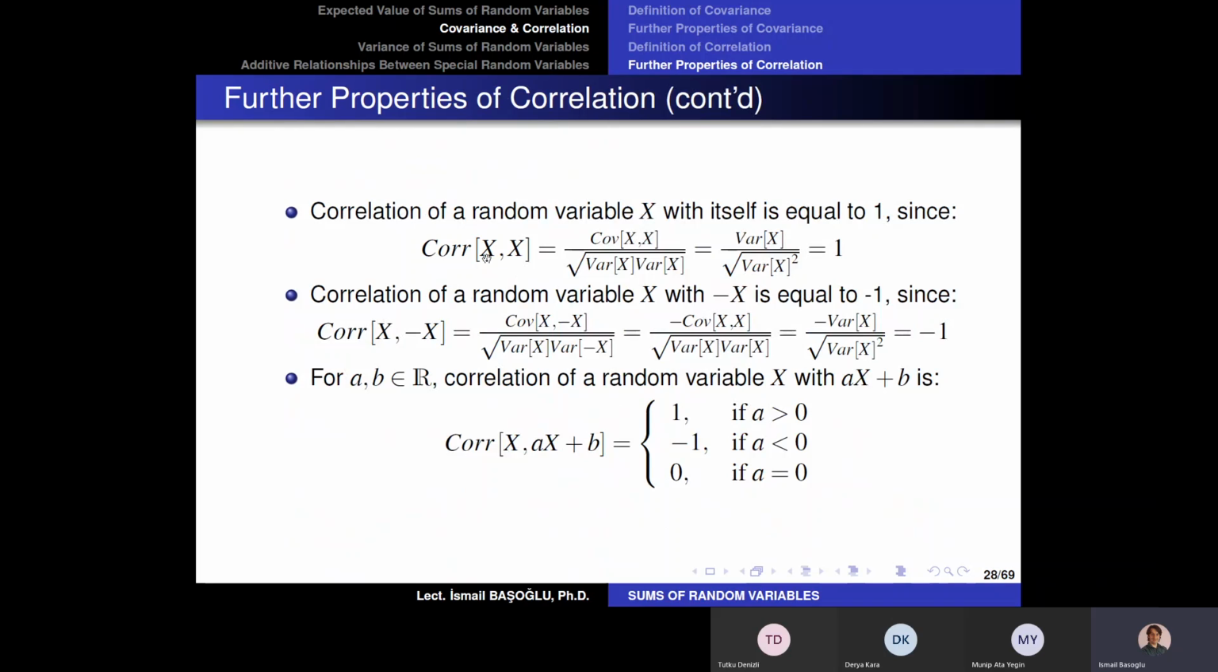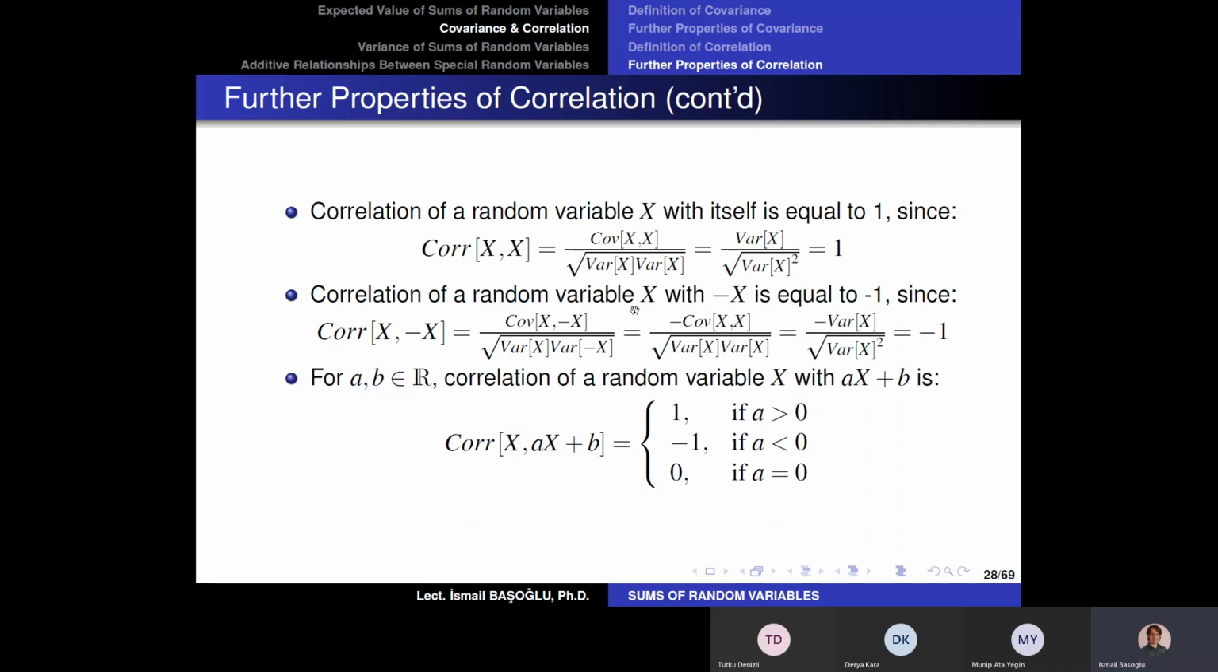What is the correlation of a random variable with itself? Now, if you use the correlation formulation, correlation of x with itself is the covariance of x with itself divided by the square root of the variance of x times variance of x, which is going to be equal to 1, because the covariance of x with itself is equal to variance of x. So a random variable is correlated with itself with correlation measure 1.